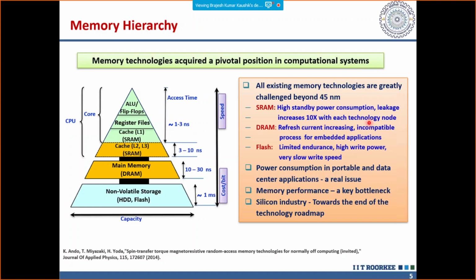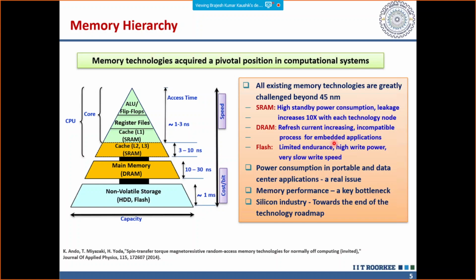Now let us come to DRAMs. They are also facing huge challenges in terms of power dissipation, because they require a huge refresh current, which is increasing dramatically, and they are also incompatible with embedded applications. Most embedded systems are IoTs or standalone systems, or are doing some computing at the edge, so they cannot afford too much power dissipation. There, DRAMs really do not work well.